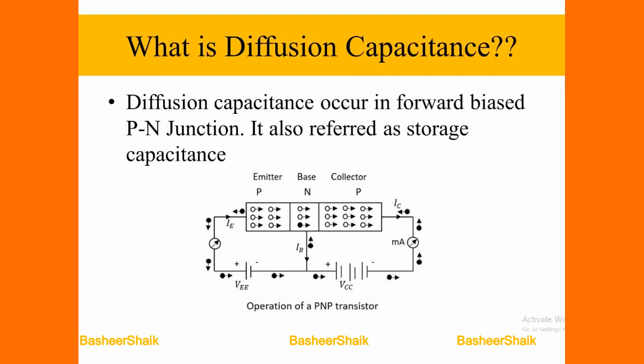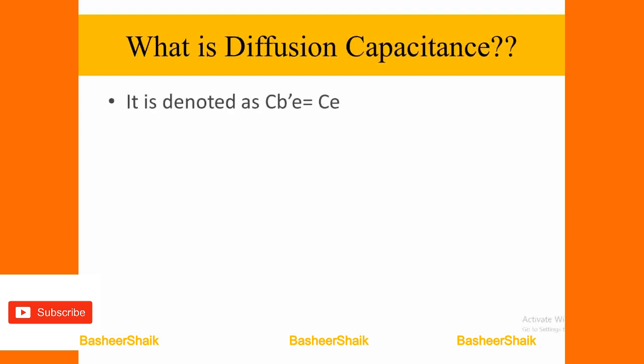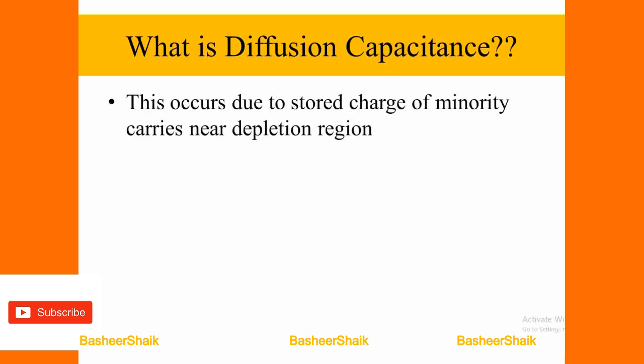If you observe the PNP transistor, the emitter junction is forward biased, so there we expect diffusion capacitance. The diffusion capacitance is denoted as CB-E or CE. It occurs due to the storage of charges of minority carriers near the depletion region.